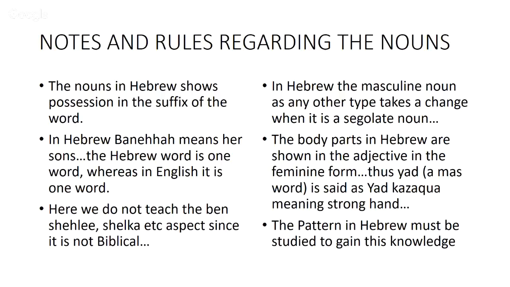The nouns in Hebrew show possession in the suffix of the word. In Hebrew, baneha means her sons. The Hebrew word is one word, whereas in English it is two words. I meant to type in two words. Her being one word, sons being another. Her sons are two different words.